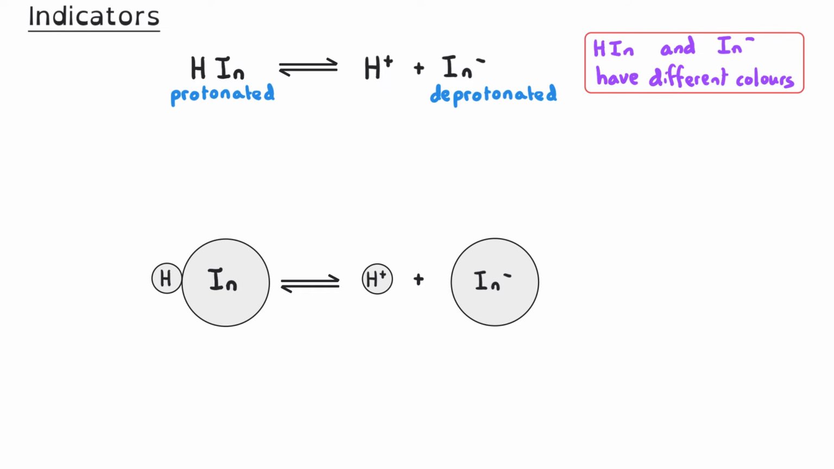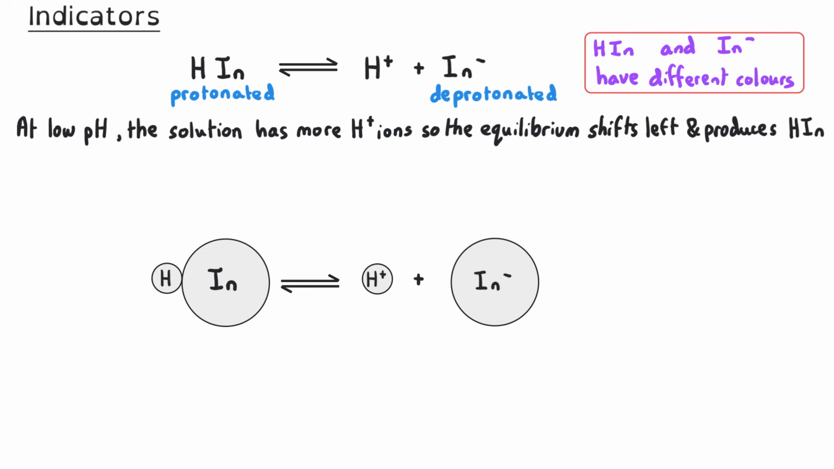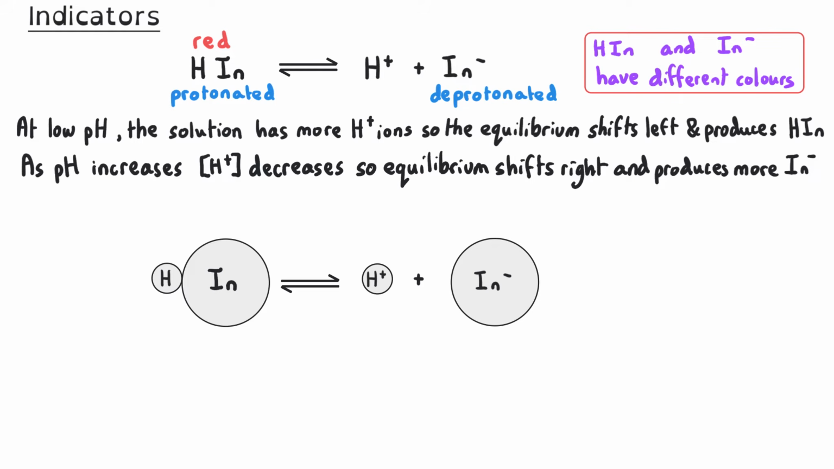For something to be a suitable indicator, the protonated form and the deprotonated form of this indicator need to have different colours. At low pH, the solution has more hydrogen ions, and so the equilibrium will shift left and produce the protonated form of the indicator, and we will see that colour. As the pH increases, the hydrogen ion concentration will decrease, and so equilibrium will shift right and produce more of the deprotonated form, which has a different colour.